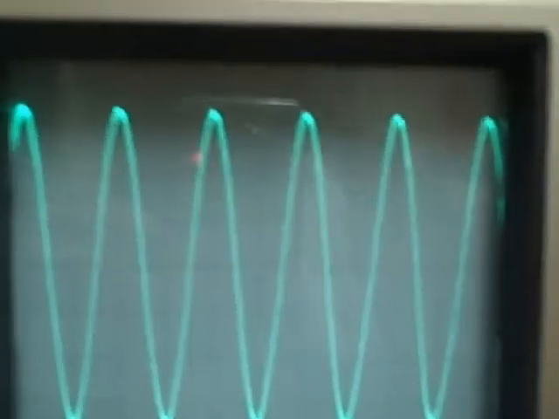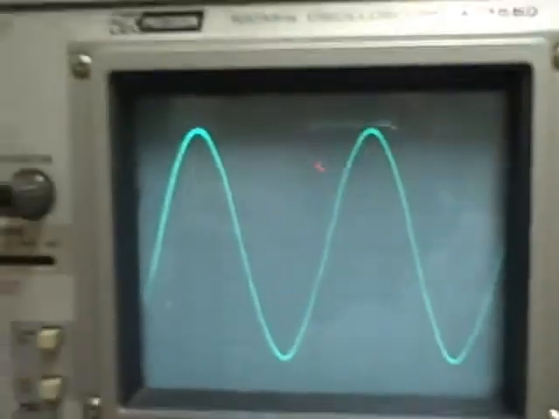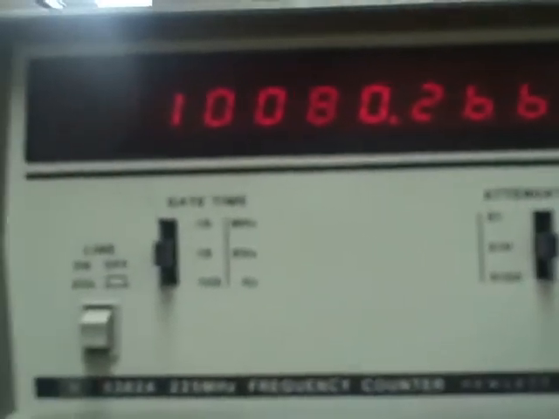And then finally we go to the times 1 meg range. 10 times 1 meg should be 10 million. Still got a nice clean looking trace. And we are running at 10.08 million hertz.